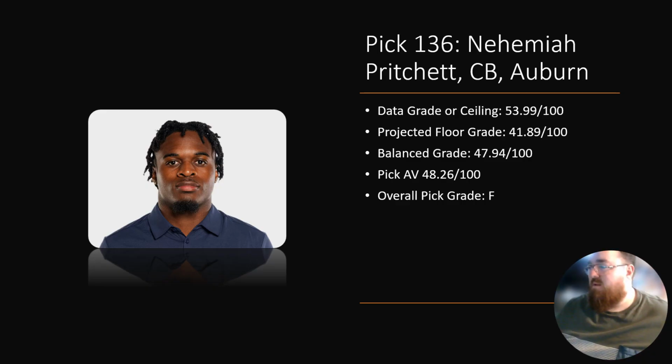Then, of course, you get to pick 136 and Nehemiah Pritchett, cornerback out of Auburn. 53.99 in terms of his data grade, 41.89 in terms of his floor, 47.94 in terms of balanced grade, and then pick AV is 48.26. Overall grade for him would be an F.